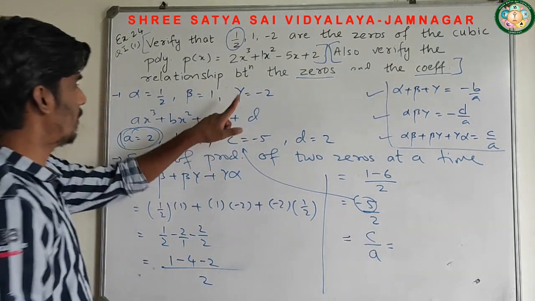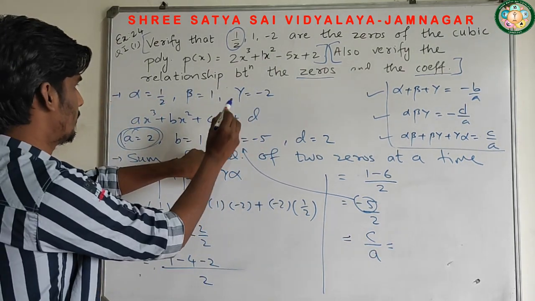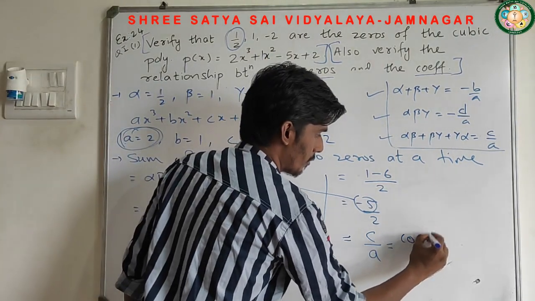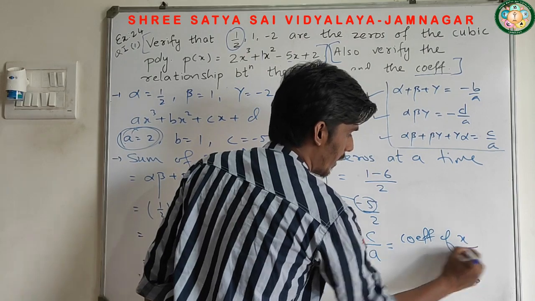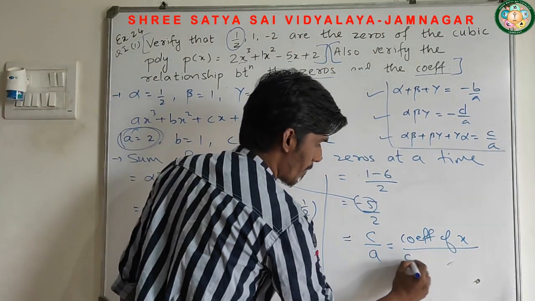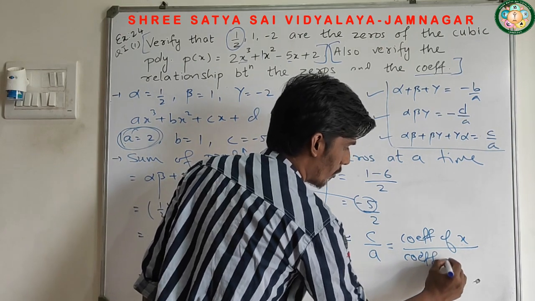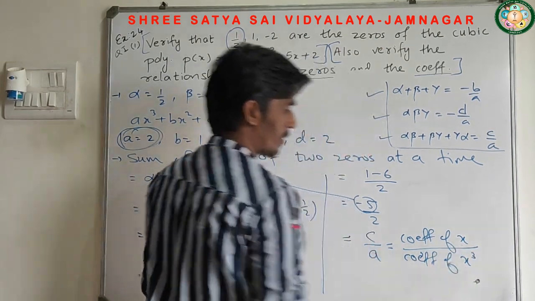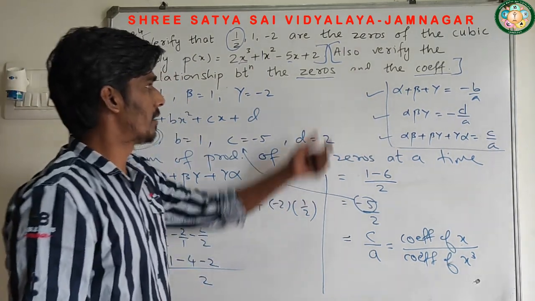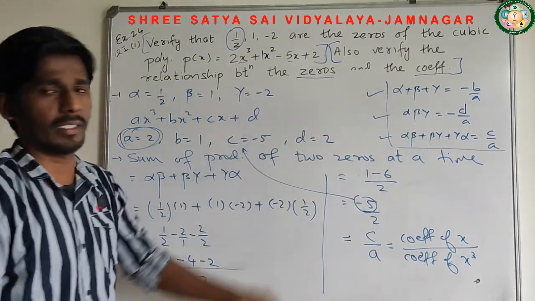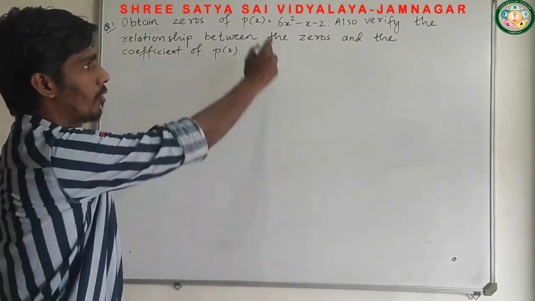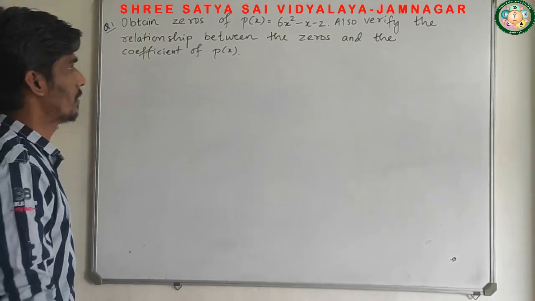So c belongs to what? c is the coefficient of x. a is what? The coefficient of x cube. So this is the way we can verify all the relations between zeros and coefficients for a cubic polynomial. Let's solve one more example for a quadratic polynomial.